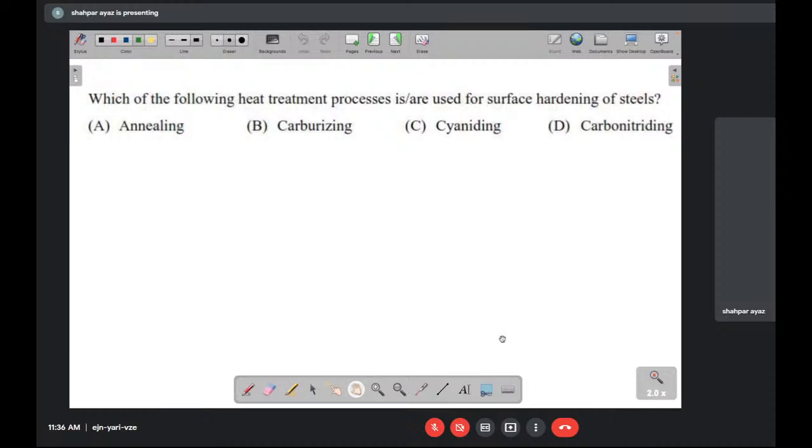Like whenever we manufacture the go gauge, no go gauge, there we only harden the case. So guys, many surface hardening techniques are there. Annealing is a core hardening technique, in which the entire material gets hardened from inside. But carburizing, cyaniding, nitriding, these are surface hardening techniques.